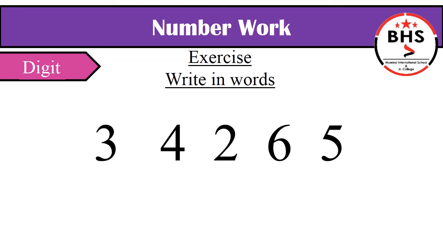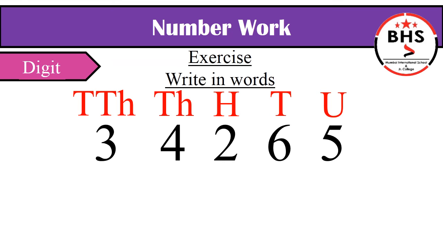Children, we have to write this number in words. So first we will write the positions of the given numbers. So we will start giving position to numbers from right hand side. From the right hand side, 5 is the first number. Children, 5 is at which position? Yes, unit. 6 is at which position? Yes, tens. 2 is at which position? Yes, 100. 4 is at which position? Yes, 1,000. 3 is at which position? Yes, 10,000.